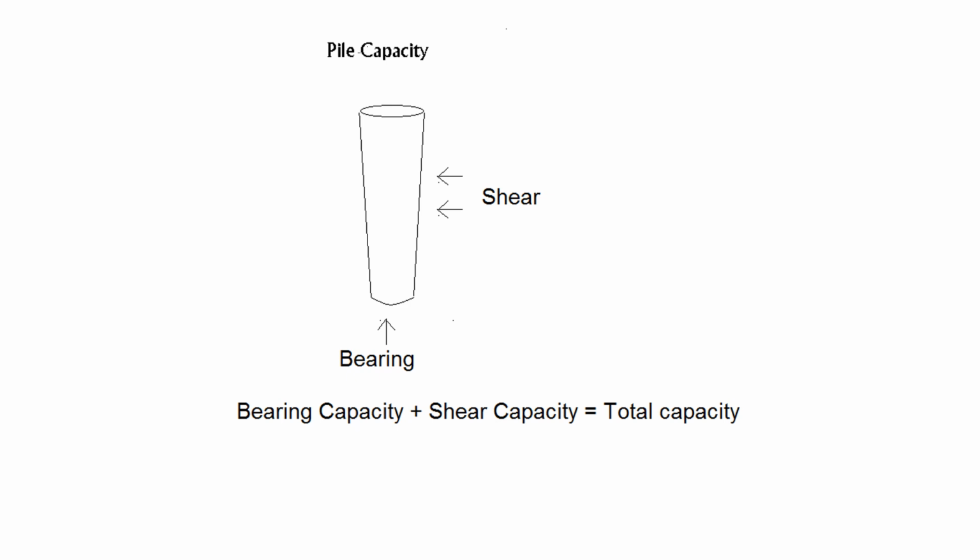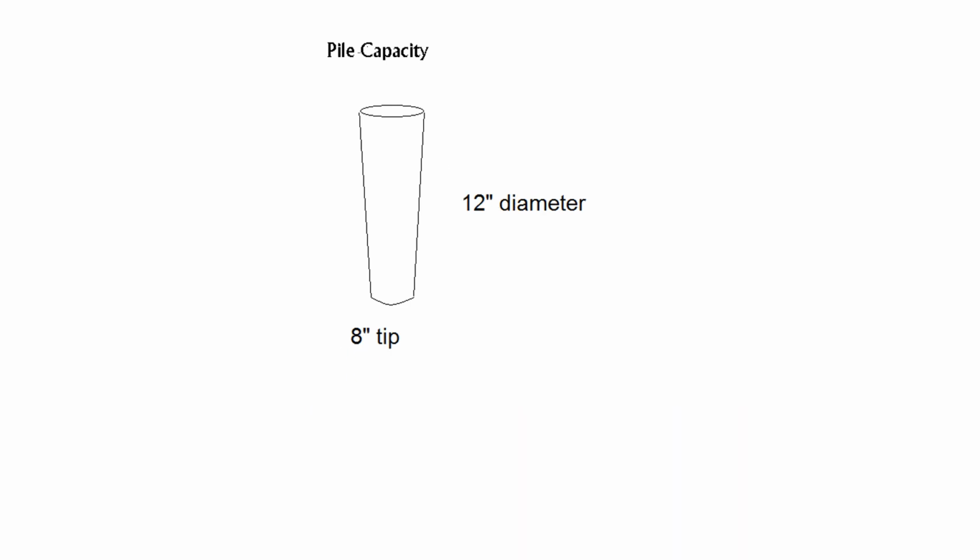They'll give you a scenario where they give you the total pile capacity, and then they'll give you the bearing capacity, and then all you have to do is subtract the bearing from the total, and you get the shear. It could be that simple. But if you have to calculate the actual capacity, then that's where it gets a little more complicated. Okay, so here we go.